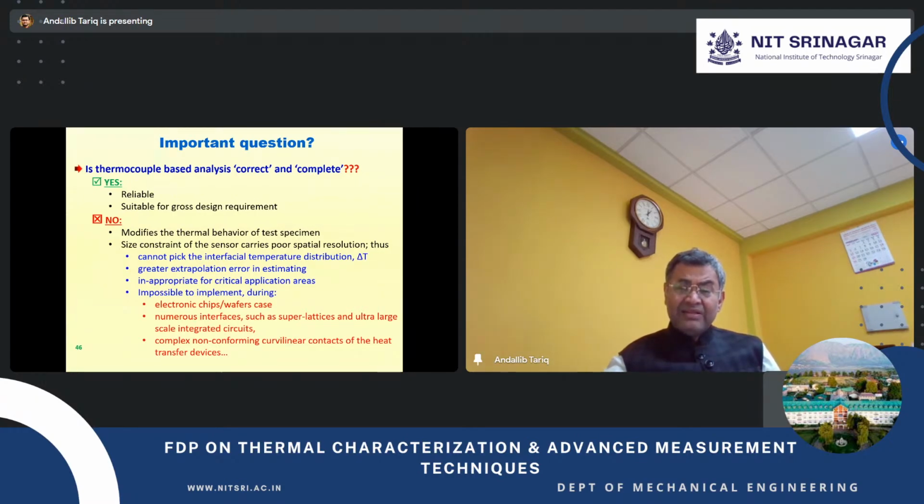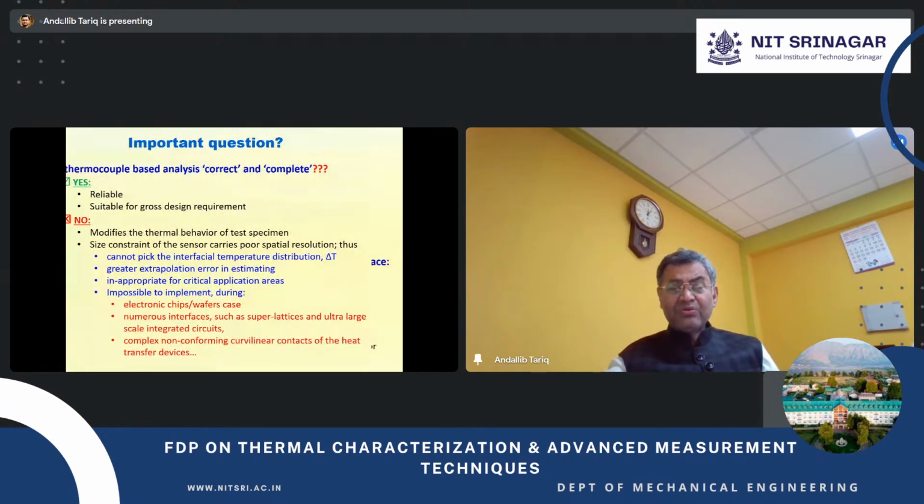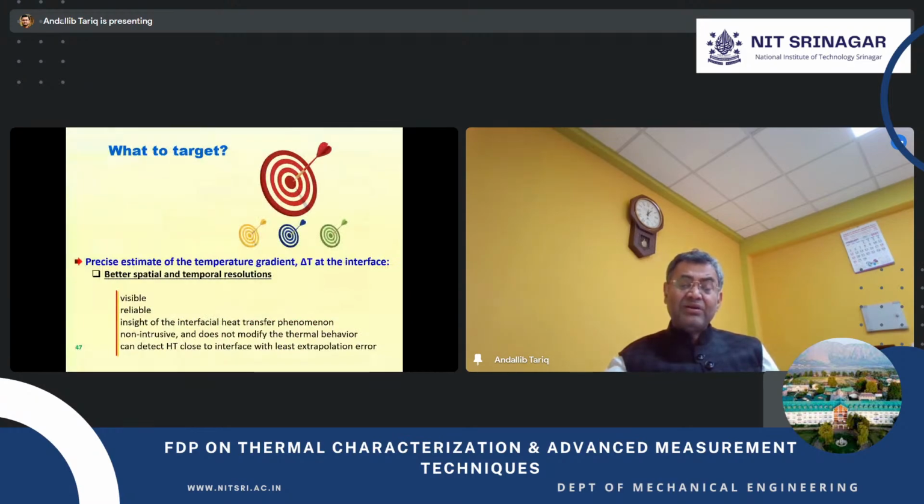These give the insight that thermocouple analysis might be suitable for gross design, but we are still not able to capture the mechanism at the interface. What to target? A precise estimate of the temperature. By which technique? Any technique should have better spatial resolution. The next thing is that it should be visible, then it is much better and reliable. It should be non-invasive so that it does not modify the thermal behavior, and it can capture the heat transfer very close to the interface, at least without extrapolation.